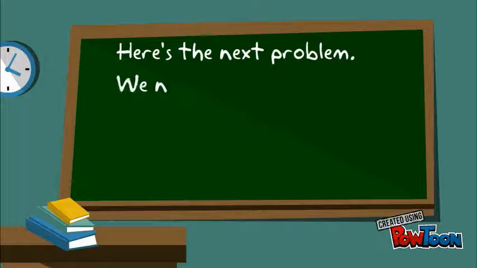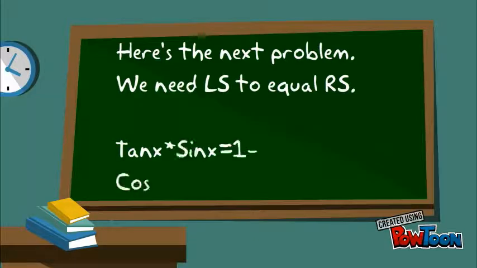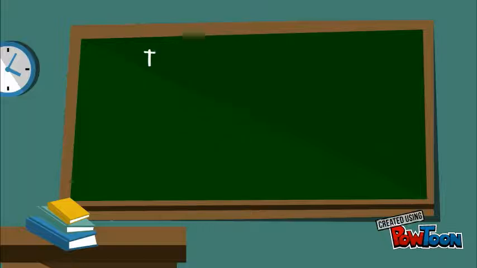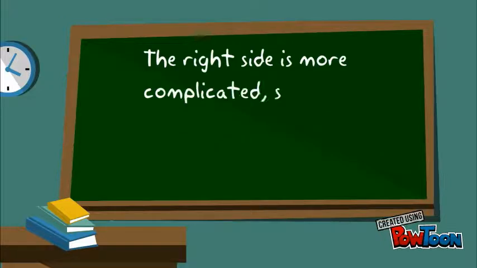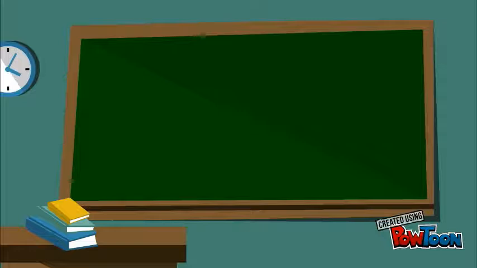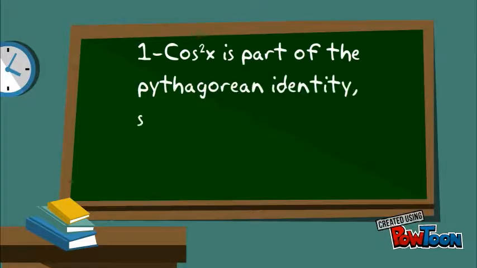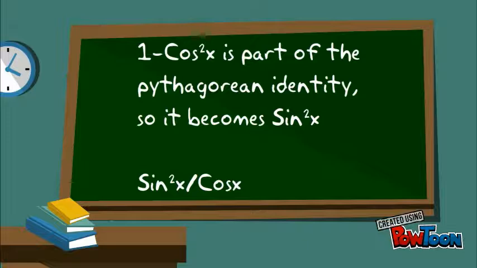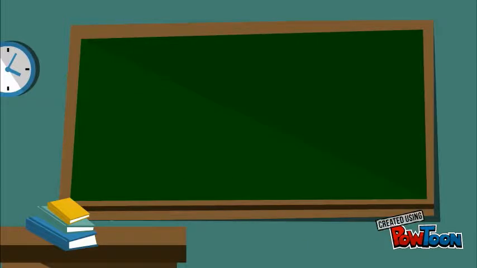Here's the next problem. We need the left side of the problem to equal the right side of the problem. And you will also notice that the right side of the problem is more complicated than the left side, so you will start working on that side first. Take a look at your Pythagorean identities and you will notice that 1 minus cosine squared x is equal to sine squared x. So then you would change 1 minus cosine squared x to sine squared x.